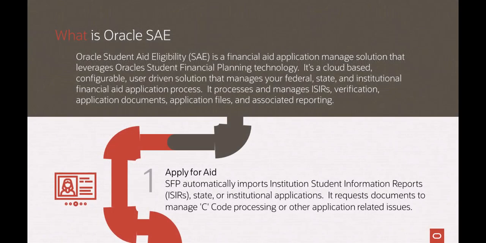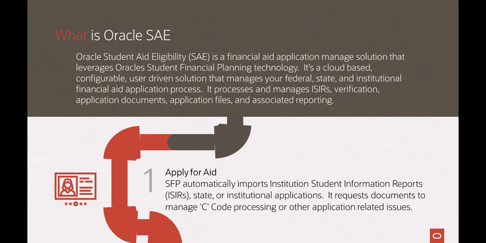The solution to Campus Solutions manual ISIR processing is to integrate with SFP's Student Aid Eligibility application. SAE is basically a subset of the CS SFP integration that has been available to CS customers for over 3 years. No additional SFP messages are needed for the SAE integration. The next 3 slides provide an overview of SFP's Student Aid Eligibility application.